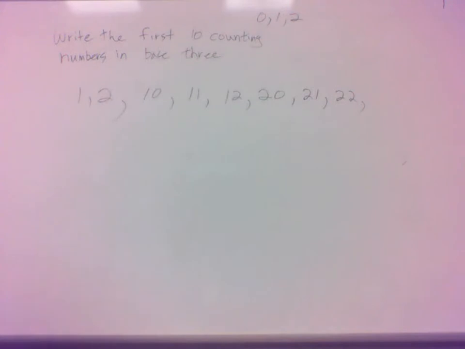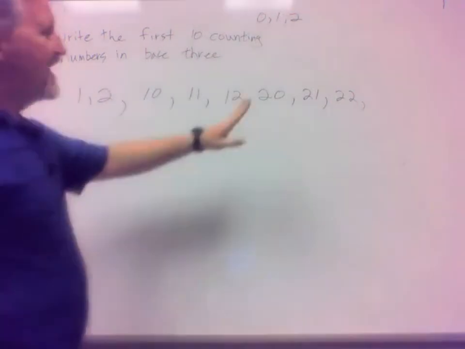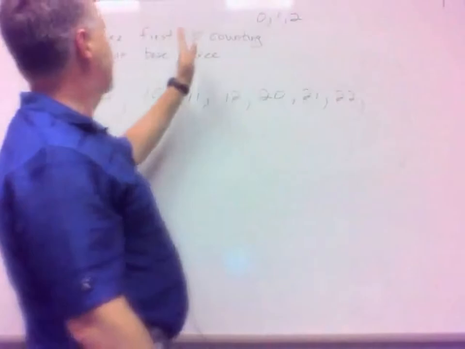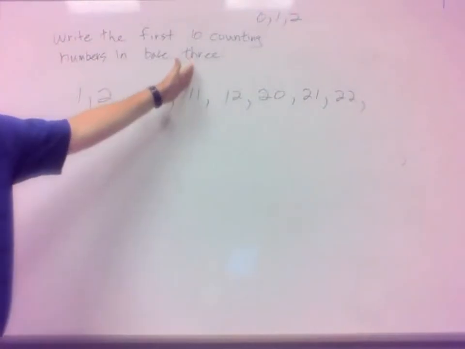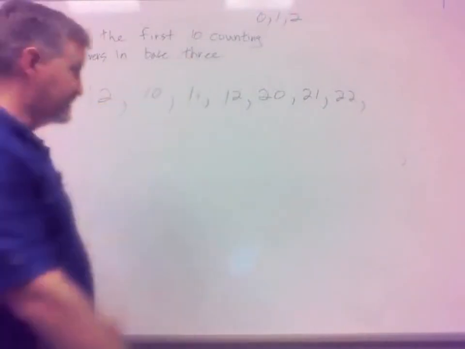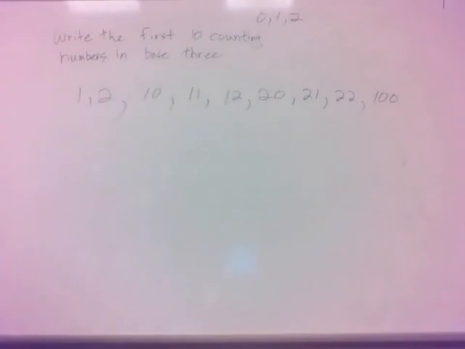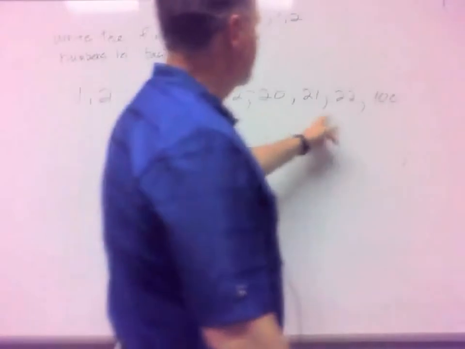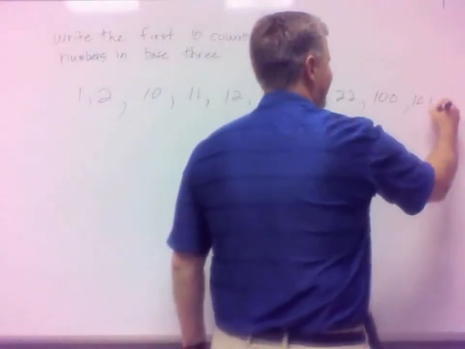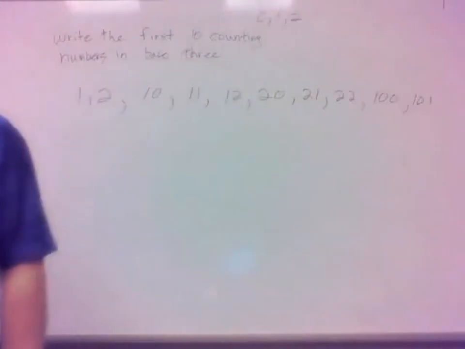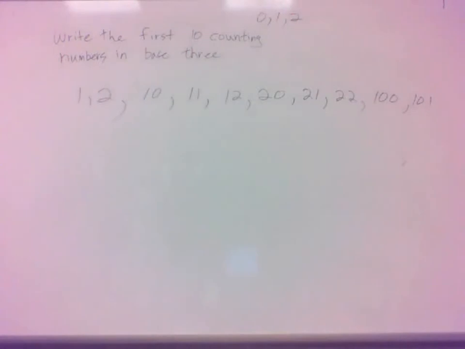Three-digit numbers. Yeah, that's the largest two-digit number in base 3. So then it would be 100. Well, it looks like 100. It's not equivalent to 100, but do we need another one? 3, 6, 9. Yeah, so 101. Okay. So in base 3, you get the three-digit numbers pretty quickly because you only have the symbols 0, 1, and 2.